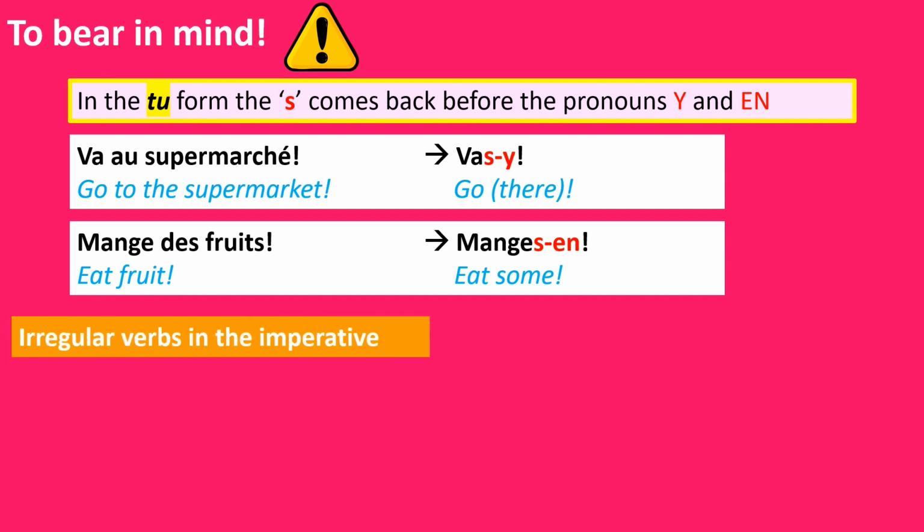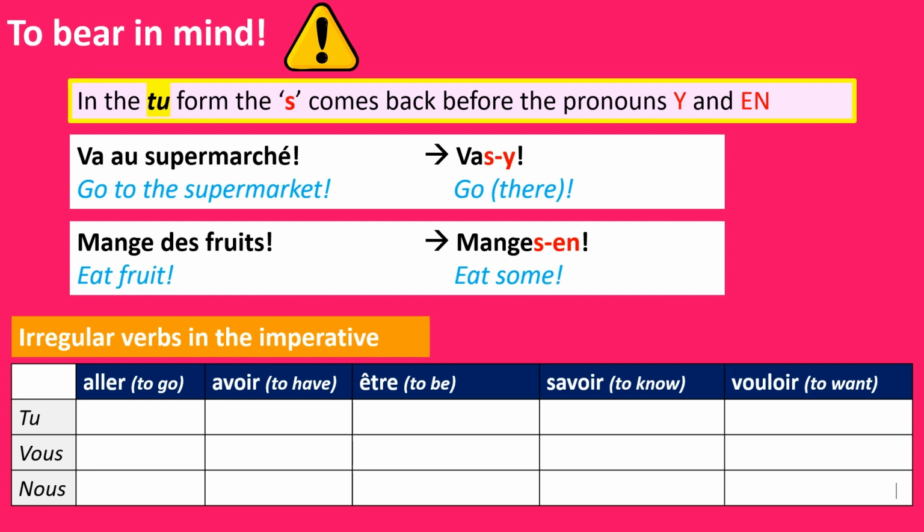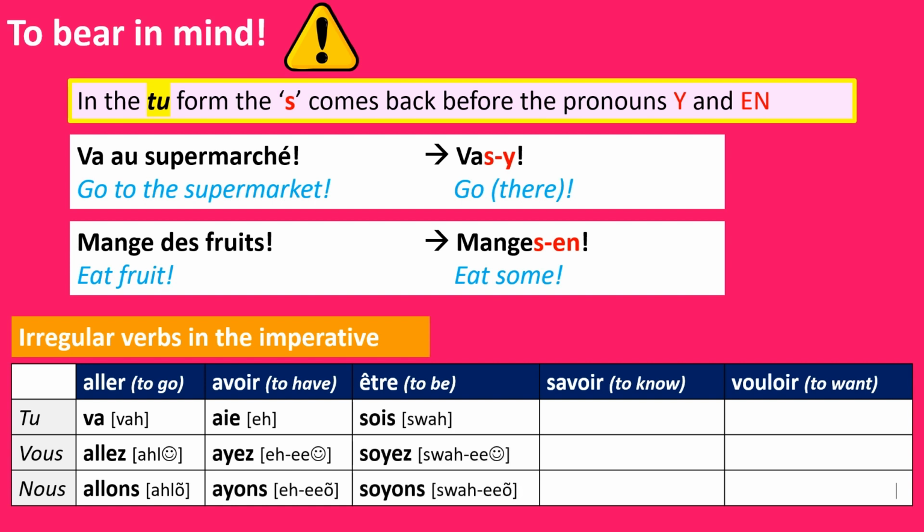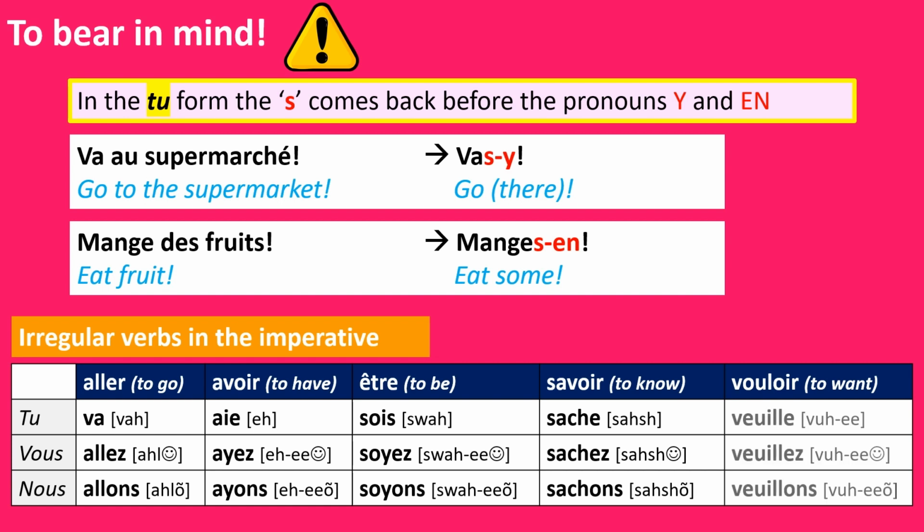The other thing to remember, I did mention that irregular verbs normally keep their form, but there are irregular forms in the imperative, and here are the verbs that will have a specific form. So we've got aller, it becomes va, allez, allons. Avoir, aie, ayez, ayons. Être, sois, soyez, soyons. Savoir, sache, sachez, sachons, and vouloir, veuille, veuillez, veuillons.